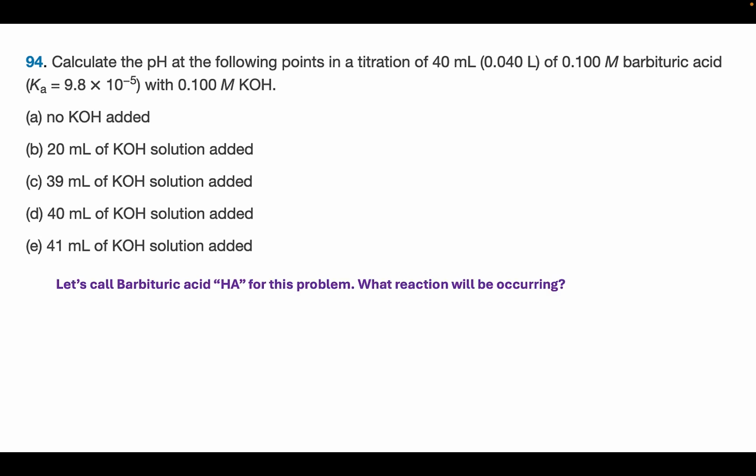And so for this problem, let's first just call barbituric acid HA. We've gotten used to this convention where we call the weak acids HA, and the conjugate is A minus, and I think that's a good convention to use for this one where we don't necessarily have the barbituric acid formula readily available. So if this is the case, what reaction is occurring?